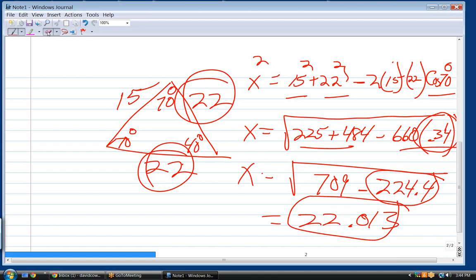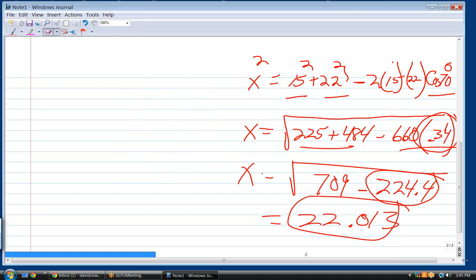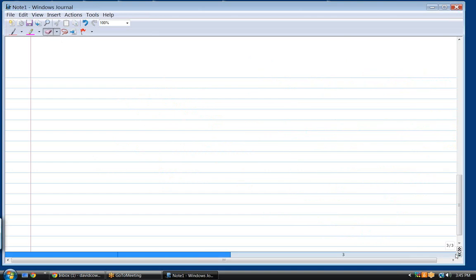In other words, you wouldn't want to come up with an answer that was less than 15, right? If I came up with 12, well, that can't be right. There's no way that 12 can be opposite 70 and 15 can be opposite whatever that angle is. So just always check your final answer. Do a mental ballpark check is what I mean. All right. Okay, what else you got?